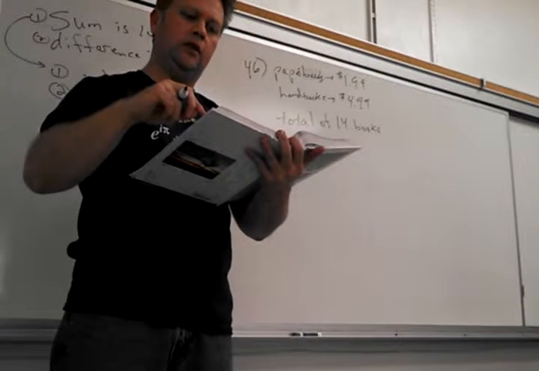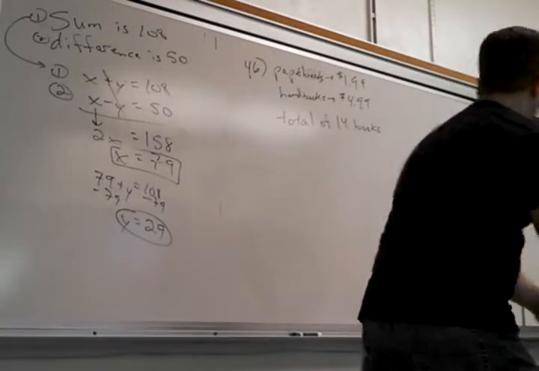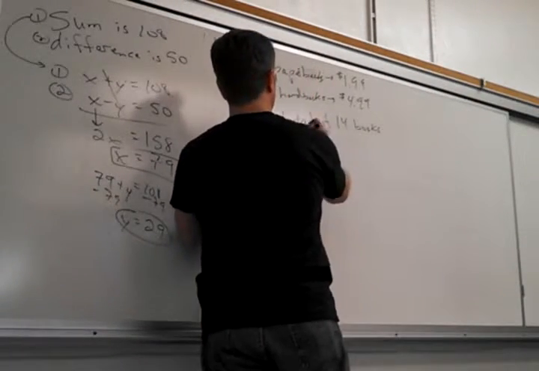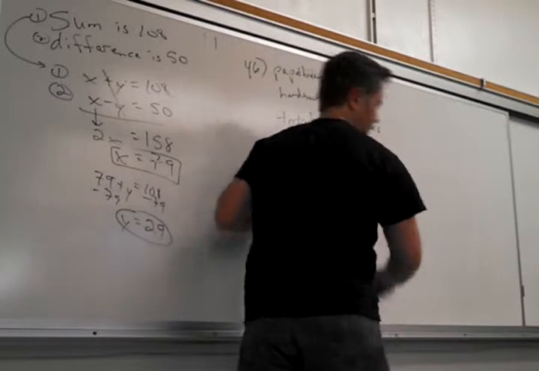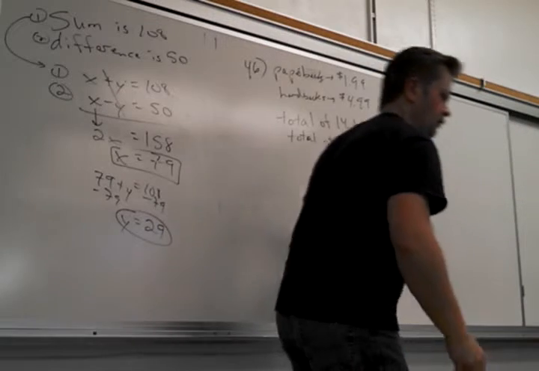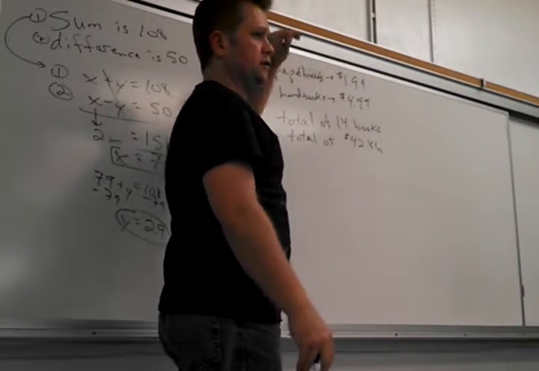So they better tell me one more thing, and they do. They tell me a total of 14 books for a total of $42.86. So how many paperbacks and how many hardbacks did she buy?